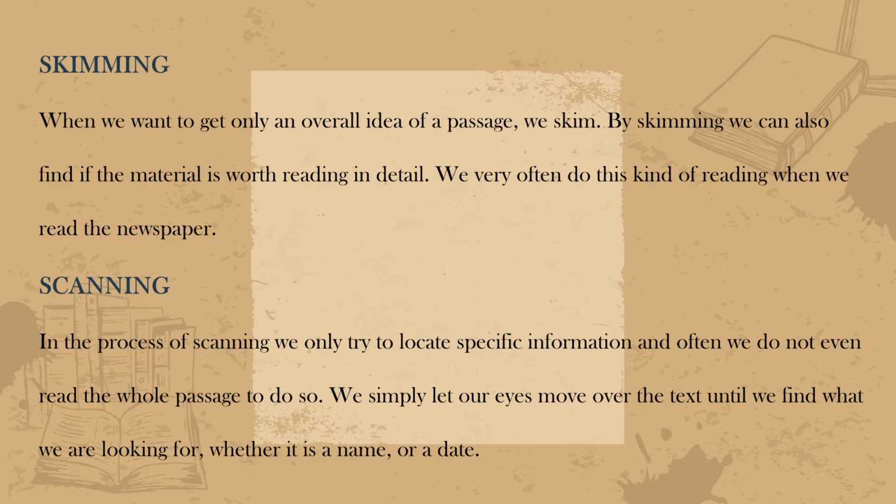Next, skimming. When we want to get only an overall idea of a passage, we skim. By skimming, we can also find if the material is worth reading in detail. We very often do this kind of reading when we read the newspaper. Scanning. In this process of scanning, we only try to locate specific information, and often we do not even read the whole passage to do so. We simply let our eyes move over the text until we find what we are looking for, whether it is a name or a date.